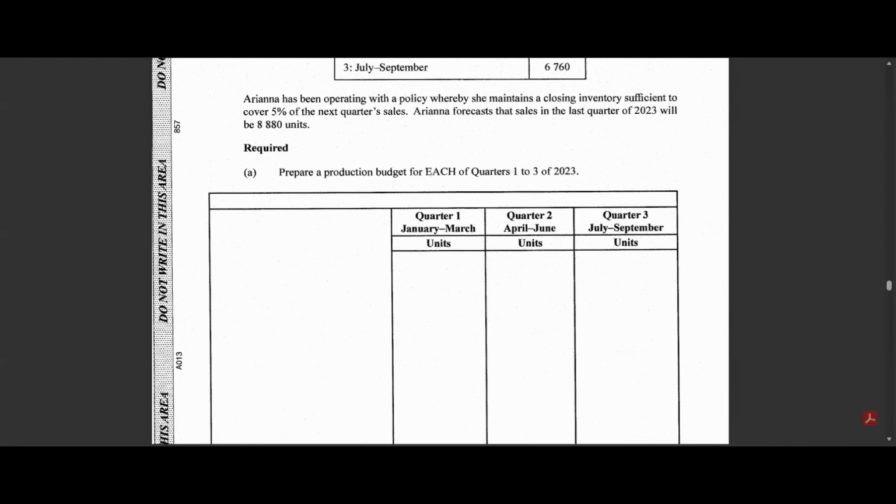Alright guys, let's do this. Now we all know what a production budget looks like. Let's put it down one time. Now we do have a little space here where we could put Ariana's name. Good. And we can put the heading production budget for the period ending 2023.